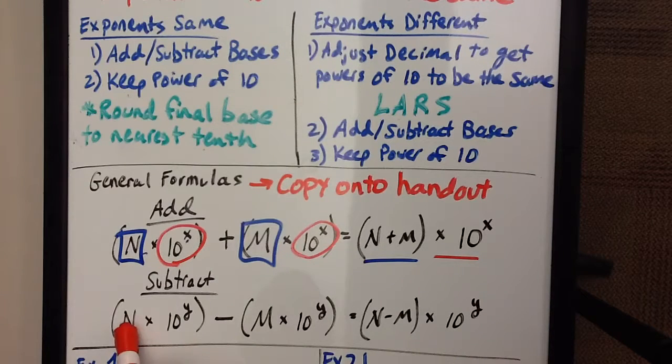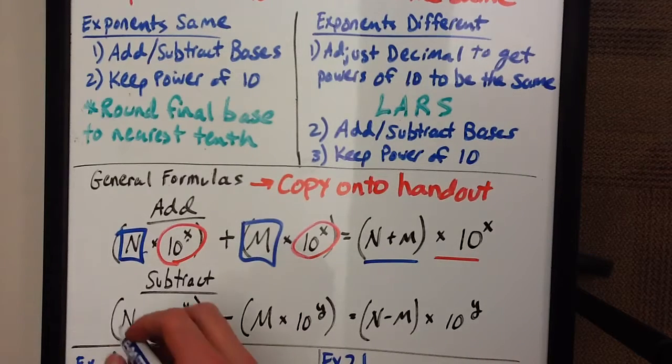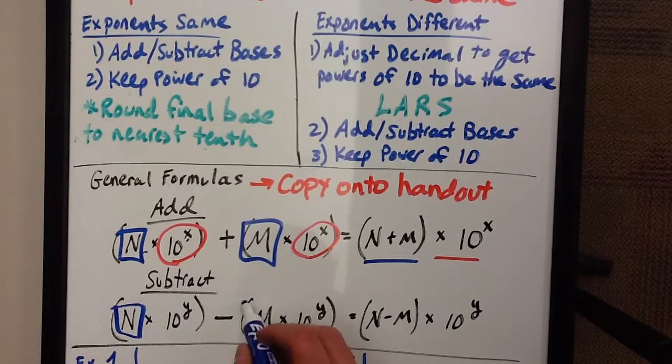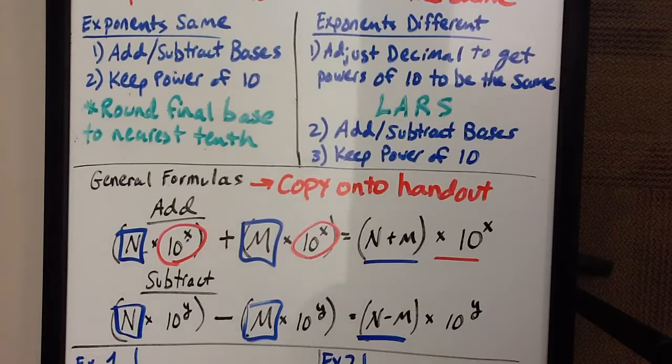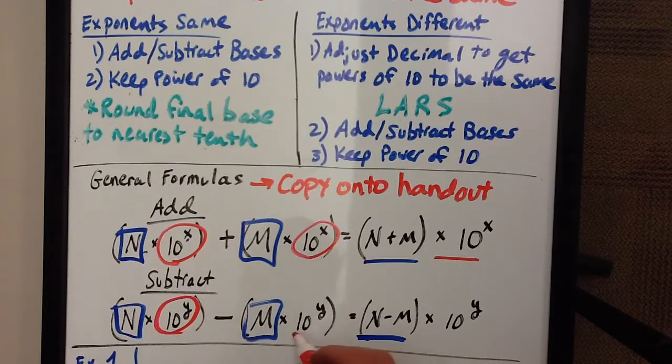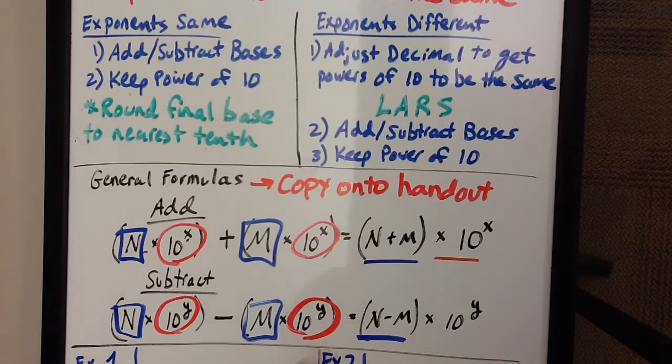If you have a number n times 10 to the power of y, and you're subtracting a number m times 10 to the power of y, you just simply subtract the bases. Since you're subtracting, you subtract n minus m as represented right there. Since your powers of 10 are the same, 10 to the power of y, you keep it the same. Once you subtract n minus m, you multiply that times 10 to the power of y, and that would be your answer. So again, get those general formulas onto your handout.